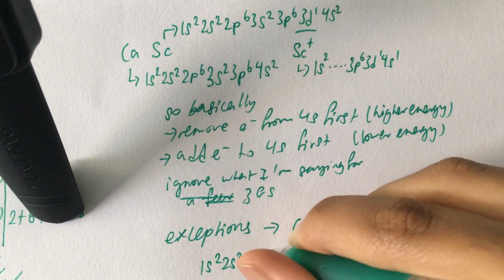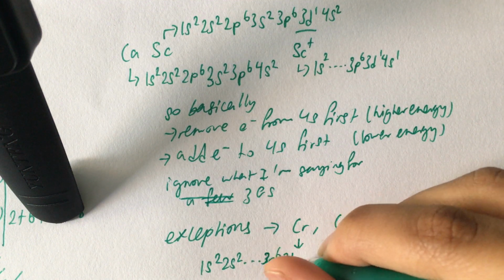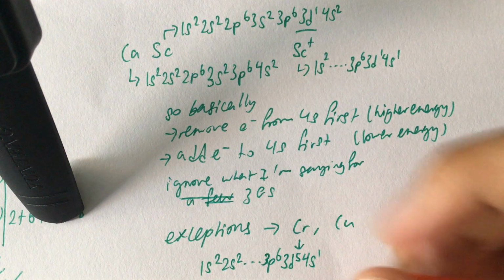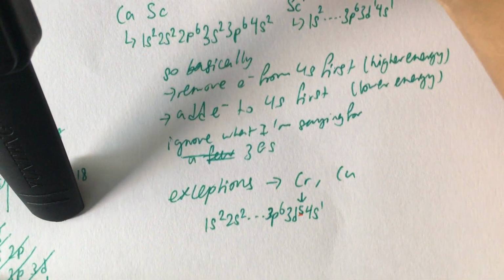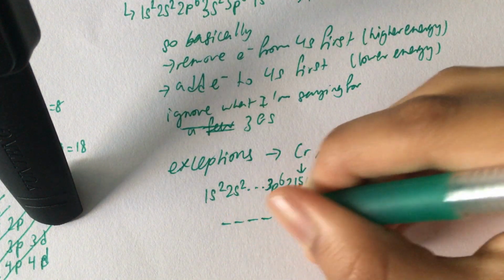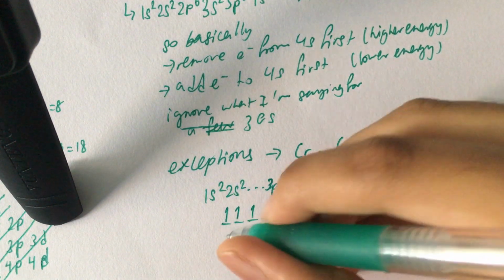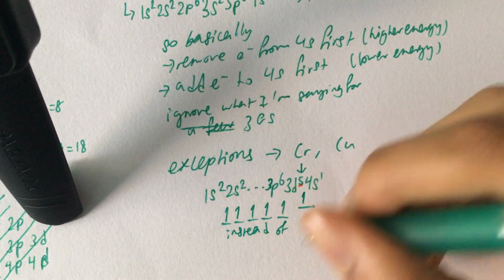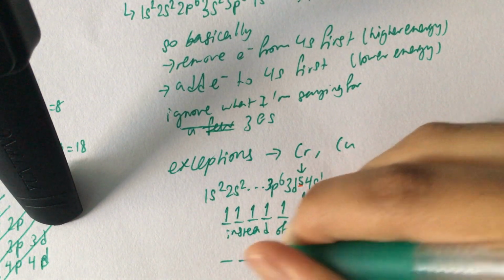But since chromium is almost at half-filled, it has five different d orbitals, right? And one of them is empty, but the 4s orbital has 2 electrons. So it would actually be beneficial for chromium to have one of the electrons go to the d orbital. It will be much more stable that way. Therefore, for chromium, it is actually so on and so forth until 3d5 4s1. That is the actual electronic configuration of chromium.